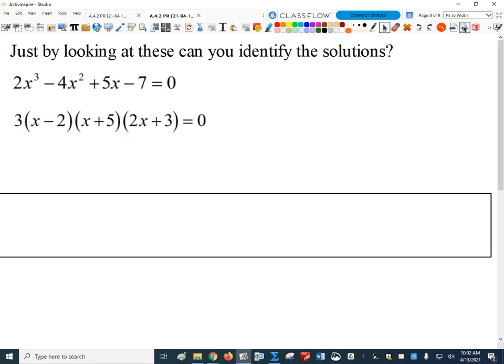Maybe you don't. We'll review that. Can anybody tell me what the solutions are to the bottom equation?